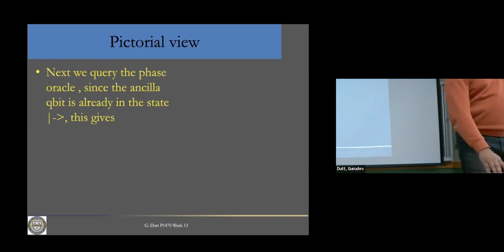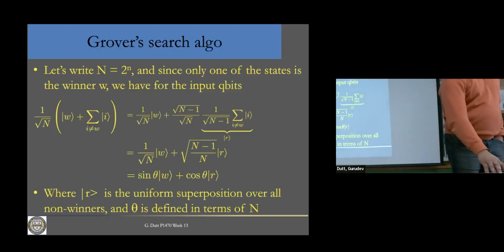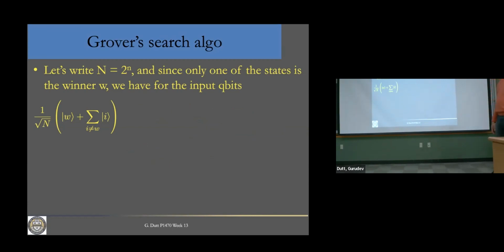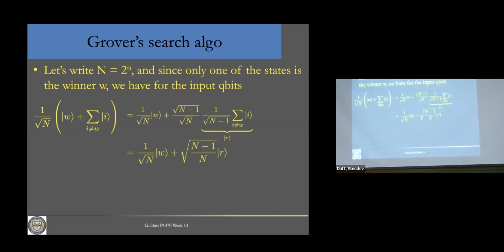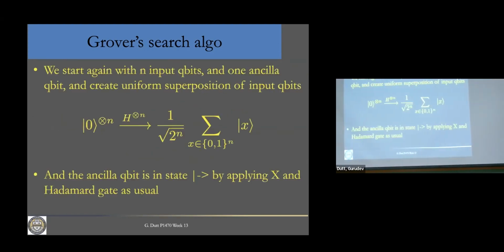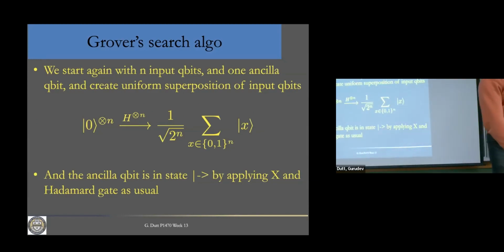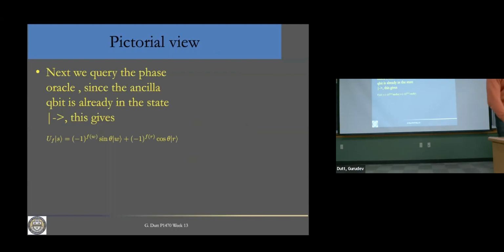Okay, so we query the phase oracle first. Remember we have the phase oracle as usual, and remember what the phase oracle does is it produces minus 1 to the power f of x on each of the states when I query it. Because remember, the answer qubit, the ancilla qubit, has been put in the state minus over here. So whenever I do that, by phase kickback, I put minus 1 to the power f of x on these input qubits. So that's this step over here.